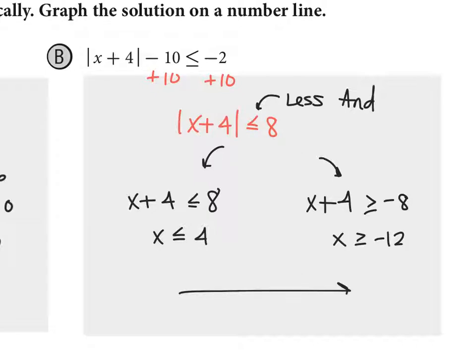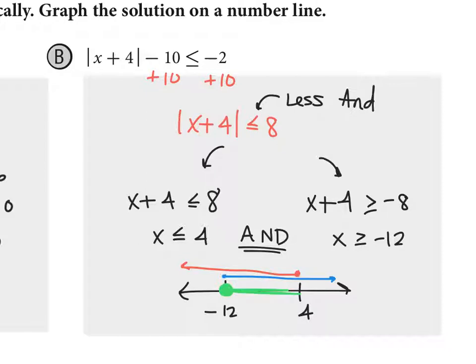Let's look at this on a number line. I've got negative 12 and 4. We're talking about less than or equal to 4, so that's going to be to the left. And we're also talking about greater than or equal to negative 12, that's to the right. Since this is "and," we want to talk about where these two things overlap, which we said from that word problem is the ideal range. What's the ideal range in the middle there? So our answer is just this range between negative 12 and 4.